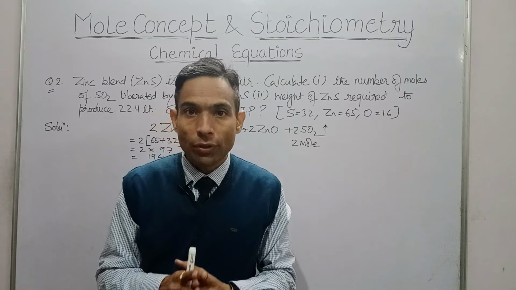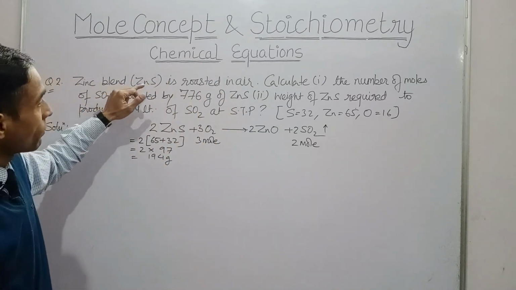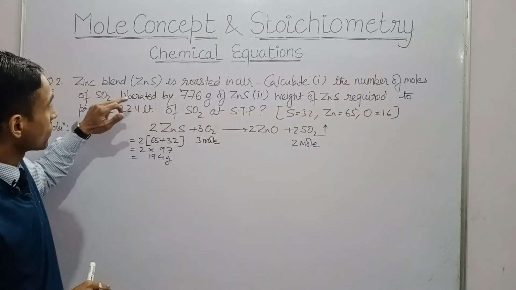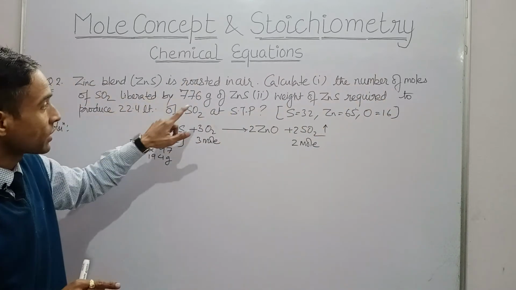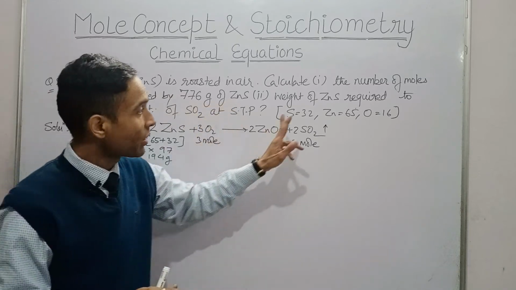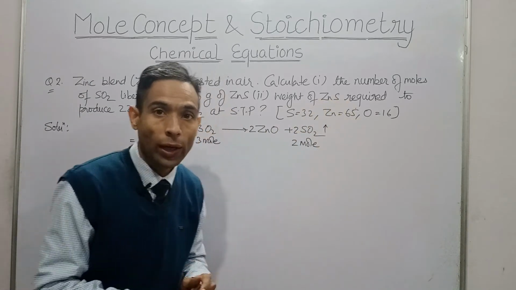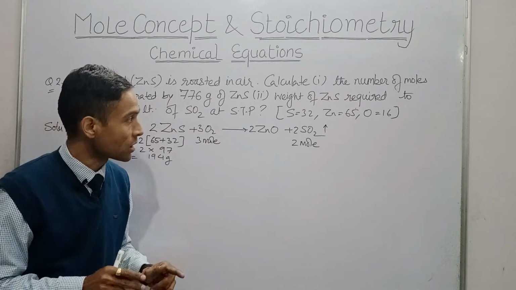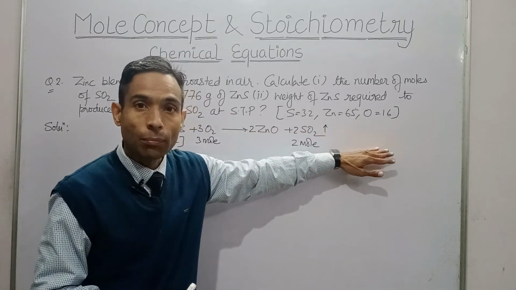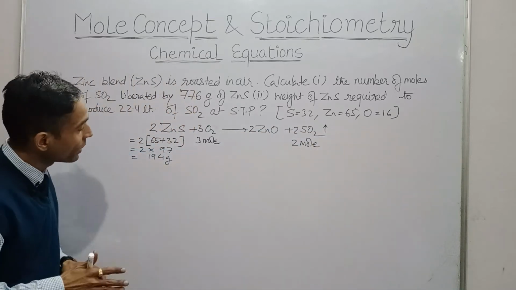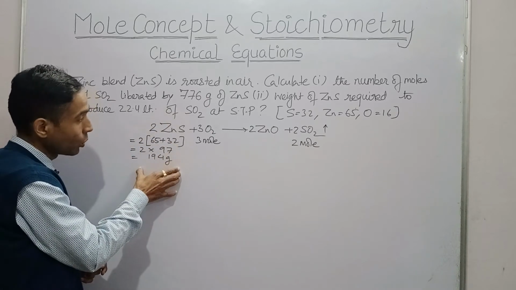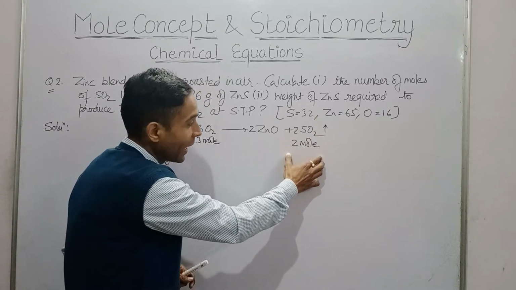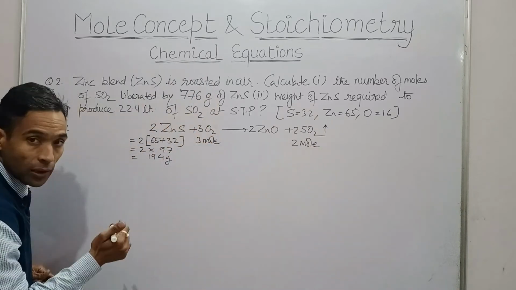In the second numerical, we have zinc blende. Zinc sulfide is roasted in air. We have to calculate the number of moles of sulfur dioxide liberated by 776 gram of zinc sulfide. In the second part, we have to find out the weight of zinc sulfide required to produce 22.4 liter of sulfur dioxide at STP. Here the atomic weights are given and the balanced chemical reaction. I have already calculated the amount of zinc sulfide required in this particular reaction and the amount of mole that is formed at STP here. So let's apply the unitary method.